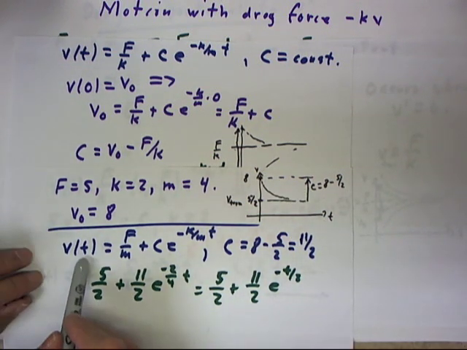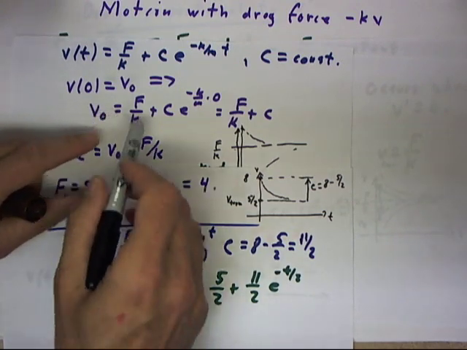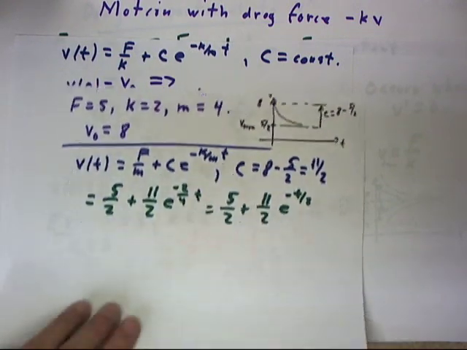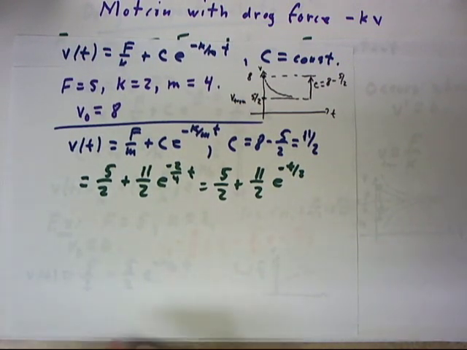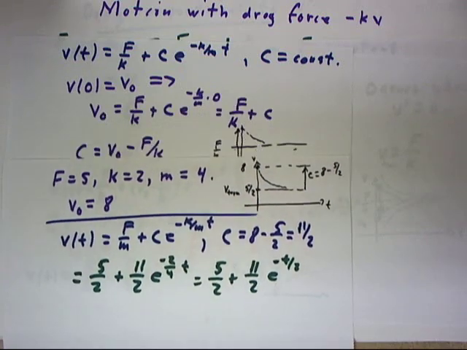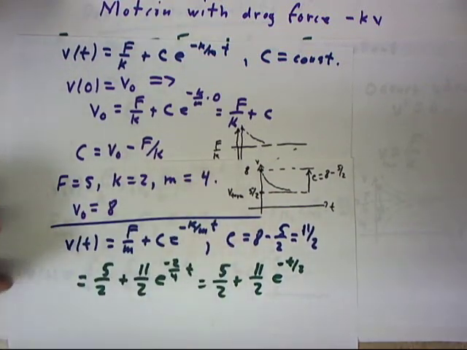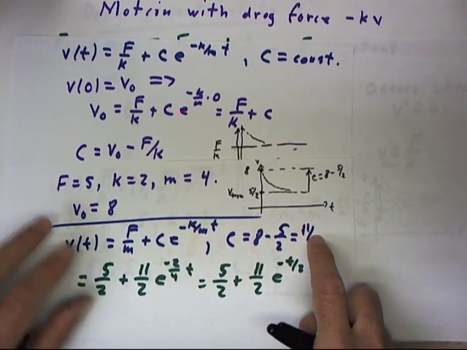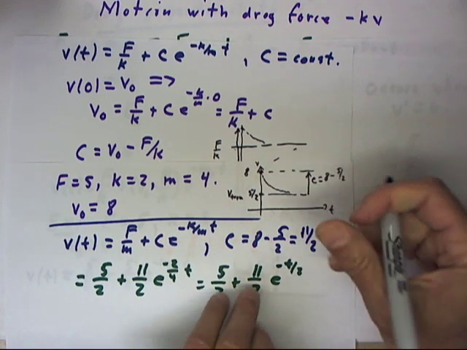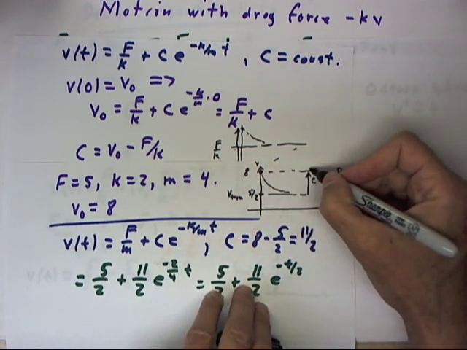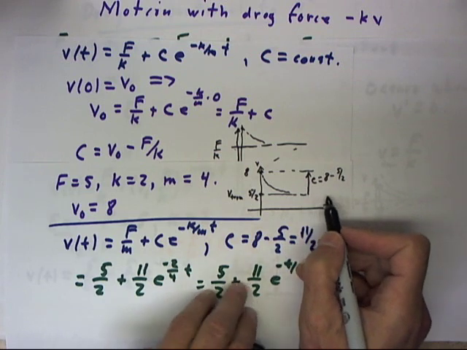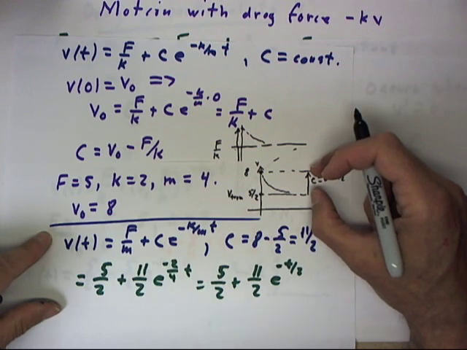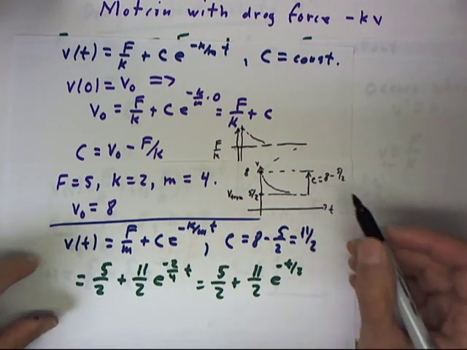Now, our solution, of course, is of the form F over K plus C e to the negative K over m t, this form, with C, as we've seen, equal to V naught minus F over K, so that our C is 8 minus 5 halves, which is 11 halves. And that simply corresponds to how far the initial velocity is above our terminal velocity. That's how much difference we have between how fast we're moving and how fast this thing will be moving if it's in equilibrium.